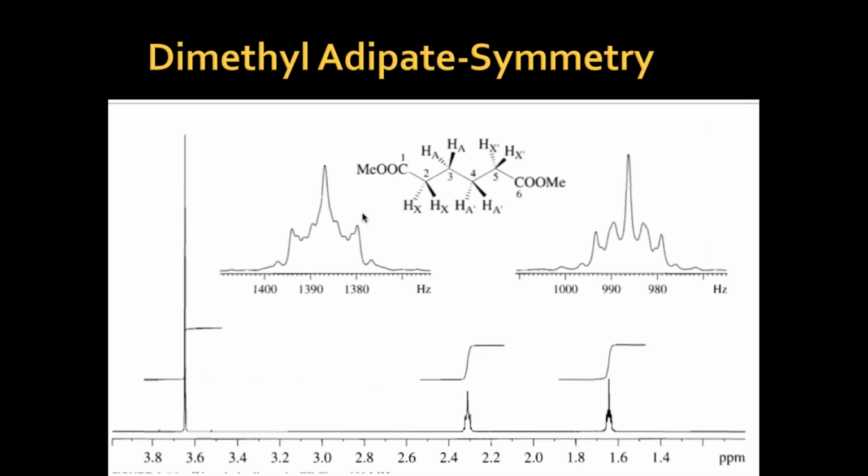Let's see about the dimethyl adipate. See, this molecule has a plane of symmetry, right? You divide the molecule in half, it will be two of the same thing. So this molecule will not show two different methyl groups, it will show one methyl group. It will show you the same.